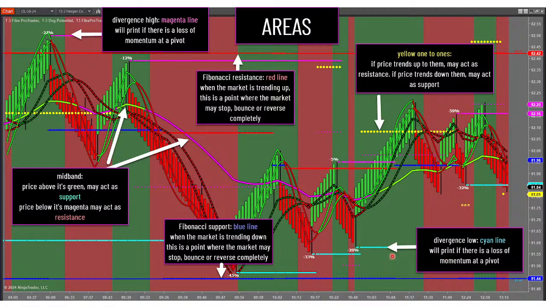A divergence low line is the same thing from a low pivot. And the line itself isn't a termination condition, but it becomes a line in the sand that may behave as one. So we're going to pay attention every time the market approaches one.